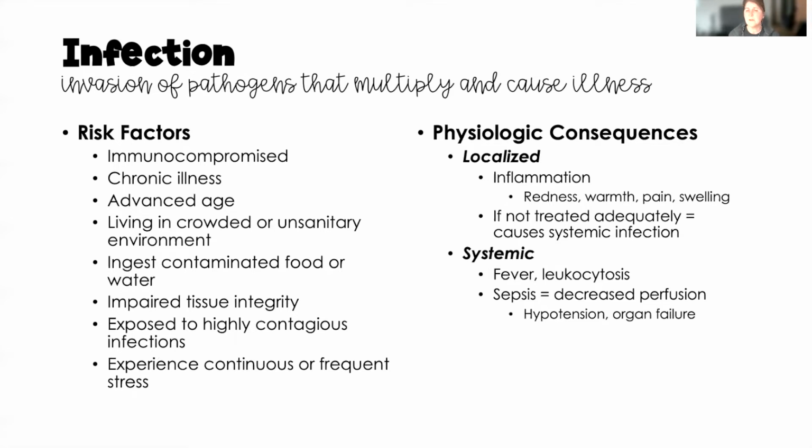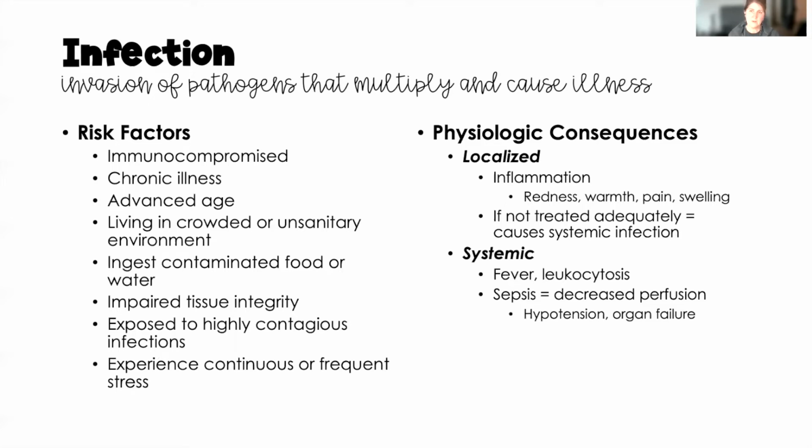Clients that experience continuous or frequent stress. So anytime that our body is undergoing, especially a chronic stress, it does weaken our immune system, and that makes us more susceptible to infection. And then, of course, clients who are exposed to highly contagious infections. So think about your communicable diseases: tuberculosis, RSV, especially if you're a child, influenza, those highly contagious infections. Once we're exposed, the chance that we will acquire that infection is much higher.